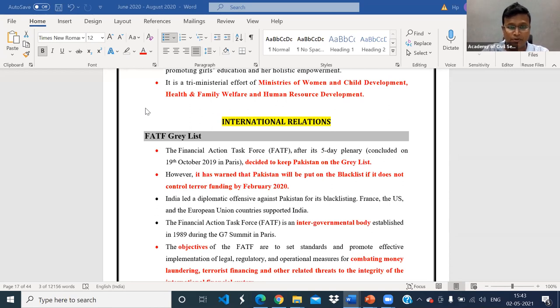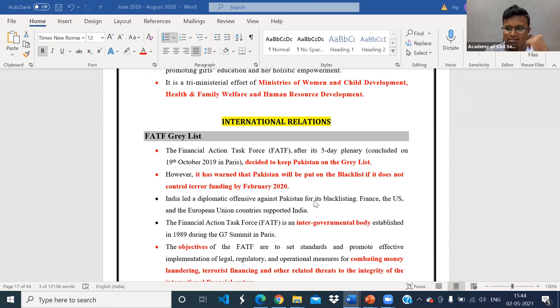Why was it in the news? Because there was a 5-day plenary session of the FATF in Paris in October 2019, and they took a decision to keep Pakistan on the grey list. They again gave the warning that if Pakistan does not fight against the black market, terrorism funding and money laundering in their country, then they will be added into the blacklist. So presently, Pakistan has been added into the grey list.